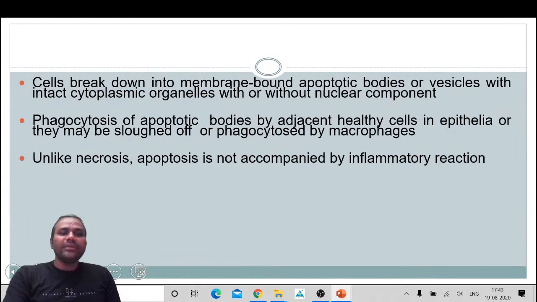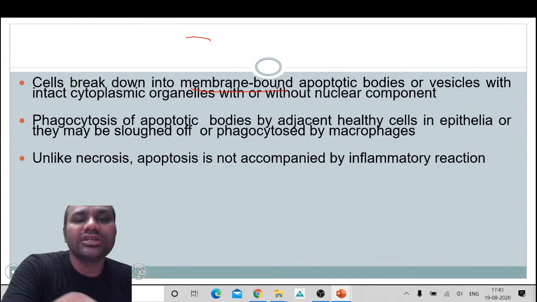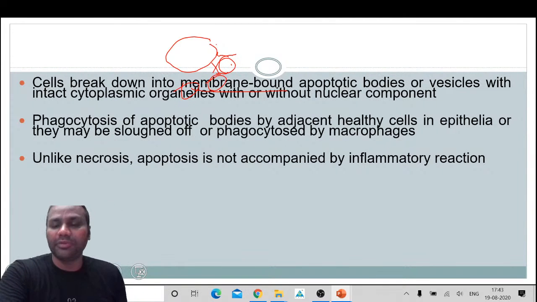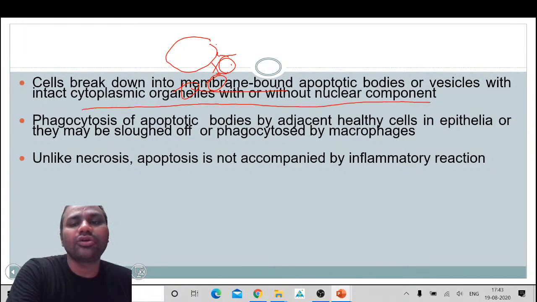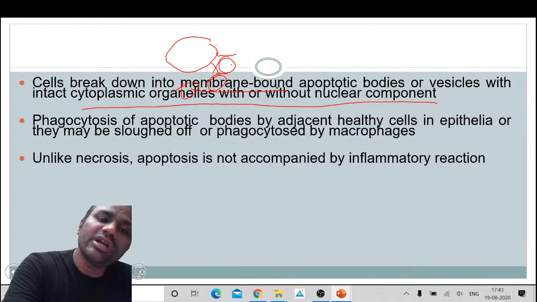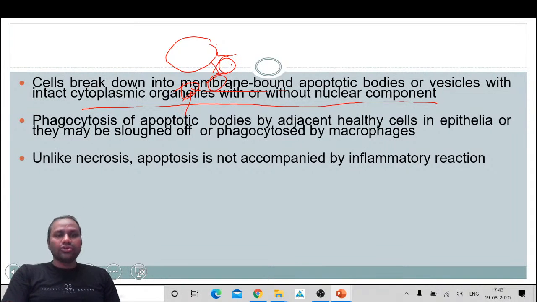And the cell breaks down. When this cell undergoes apoptosis, it will break down into small apoptotic bodies or vesicles with intact cytoplasmic organelles, with or without nuclear component. So nuclear component might be present in them, but cytoplasmic organelles are intact. In case of necrosis, cytoplasmic organelles are digested, they are not intact.